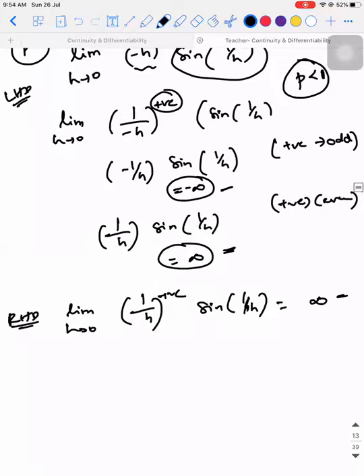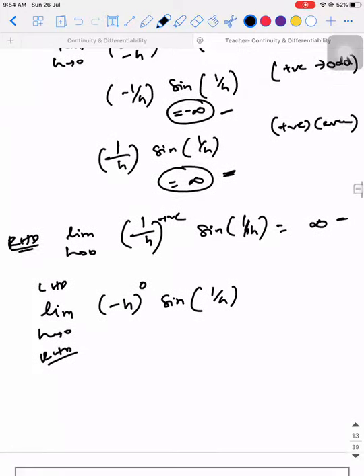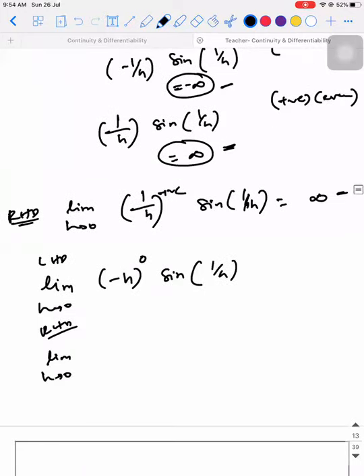What will happen at p is equal to 1? At p is equal to 1, it will become minus h power 0 into sine of 1 by h. You have a limit outside, limit h tends to 0. This is the left hand derivative. Similarly, the right hand derivative will be limit h tends to 0, h power 0 into sine of 1 by h. Are you guys able to understand this point? So if I substitute 0, it becomes 0 power 0. Here also it becomes 0 power 0. 0 power 0 is 0? No, 0 power 0 is not defined. It's an indeterminate form. That kind of form doesn't exist.